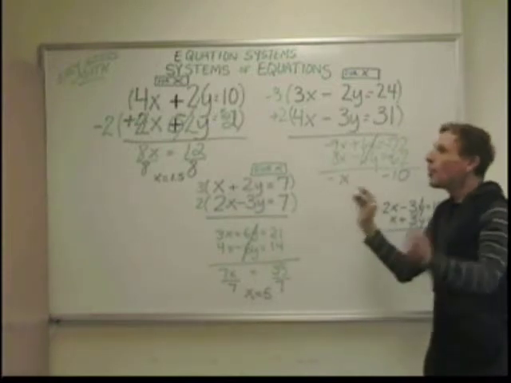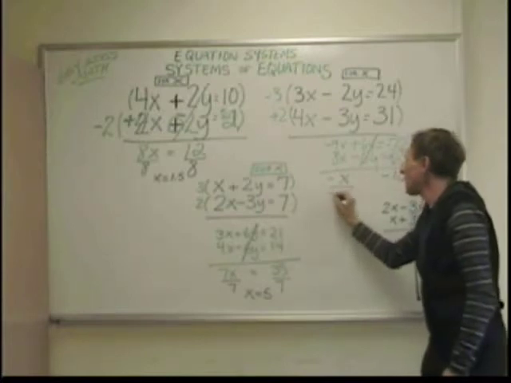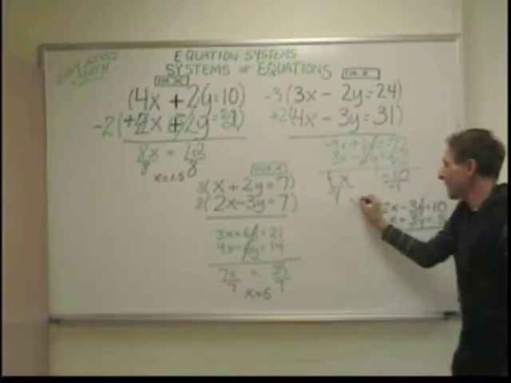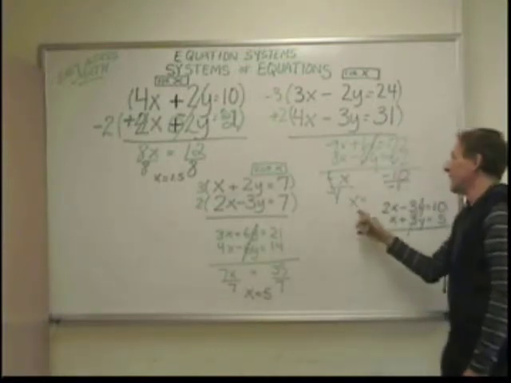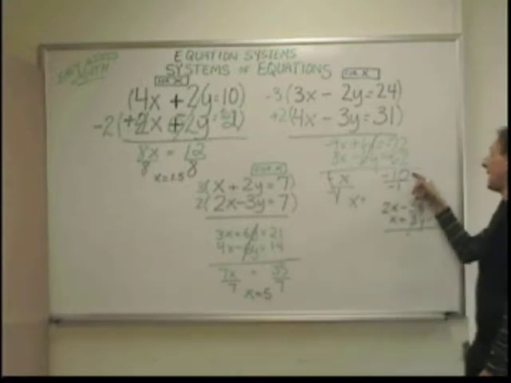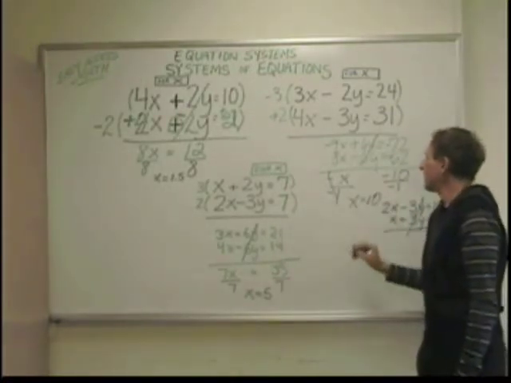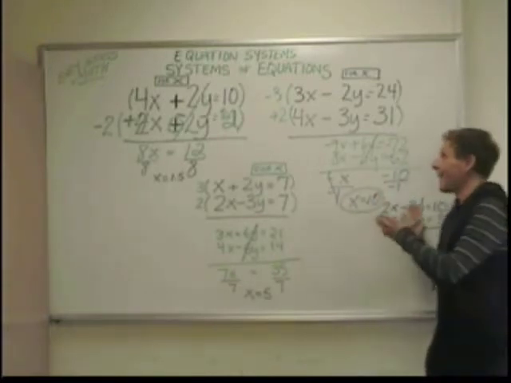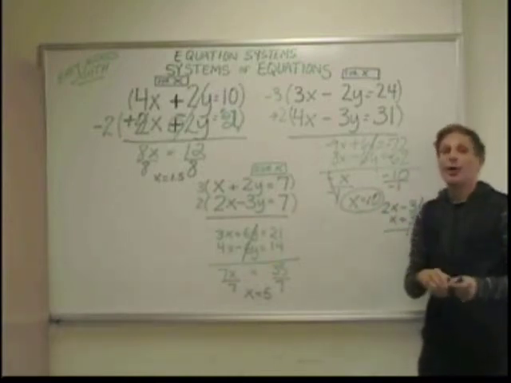Now, I don't want negative x. I almost have my answer, but I have to divide both sides by negative 1. That gives me x, positive x. I don't want the negative x. I want the positive x. x equals, and negative 10 divided by negative 1 is positive 10. So x equals 10.